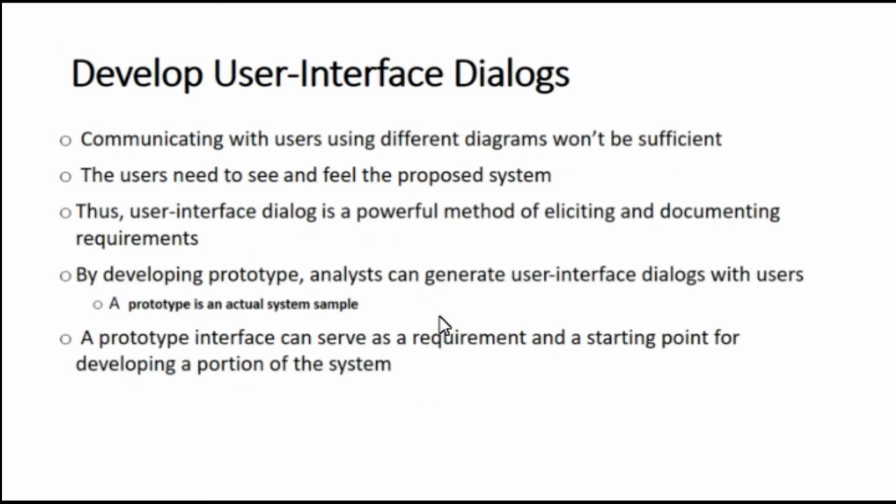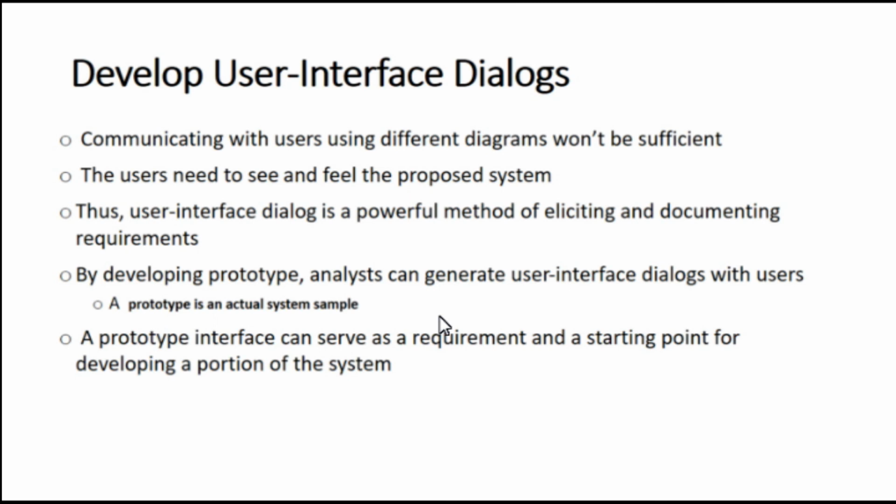Okay, let's jump into develop user interface dialogue. Communicating with users using different diagrams won't be sufficient for gathering information. The users need to see and feel the proposed system. One essence of these diagrams is to communicate with the users, but users might sometimes find it difficult to comprehend the sophistication of these models. For example, the class diagram and the sequence diagram might pose challenges in understanding for the users, right?